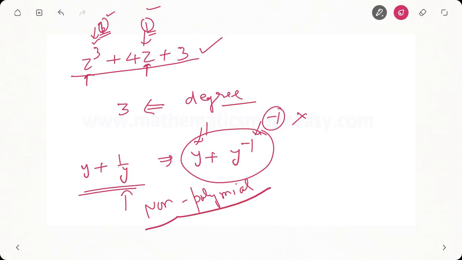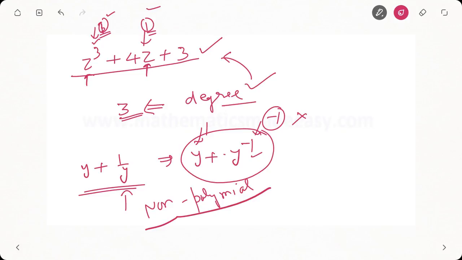Which one is bigger? 3 out of 3 and 1? 3, right? So 3 is the degree of your polynomial. Got it? Let's take another example. y plus 1 upon y. So 1 upon y, we can write as y power minus 1, right? So here the power of y is minus 1. Here the power of y is 1.